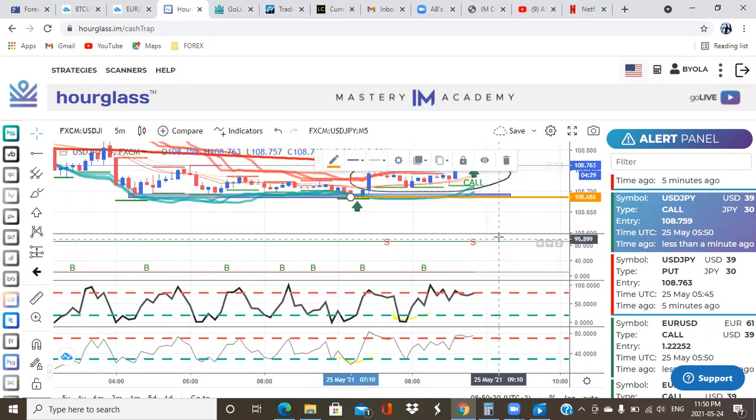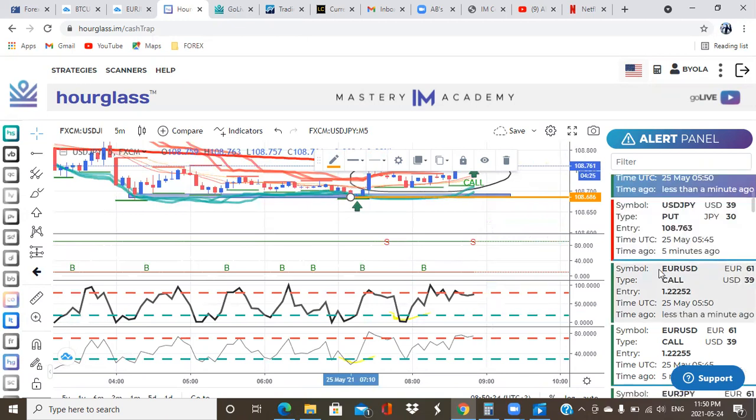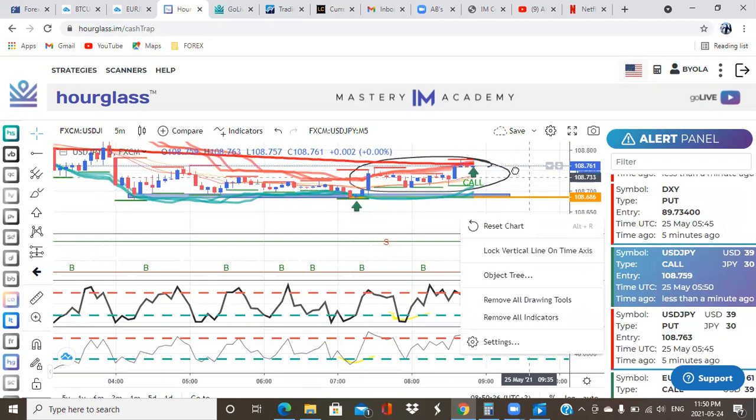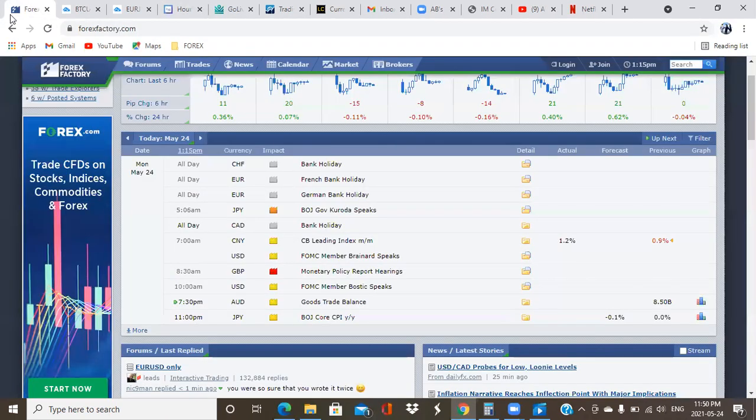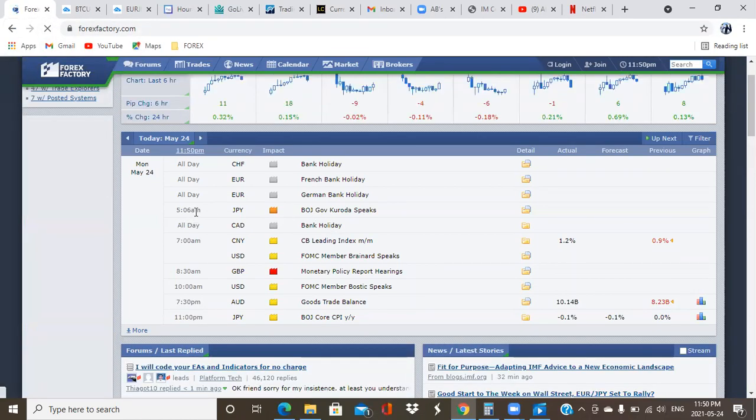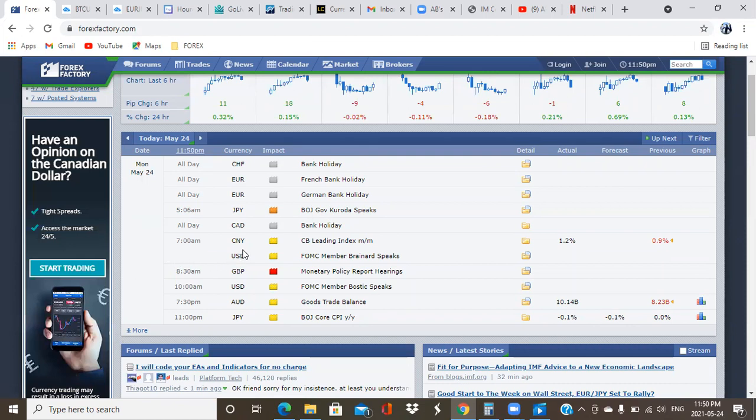So having said that, let me look for a trade where we are not looking for. So right now, based on what we're seeing here, if I come to Forex Factory, let's just see if there's any news.